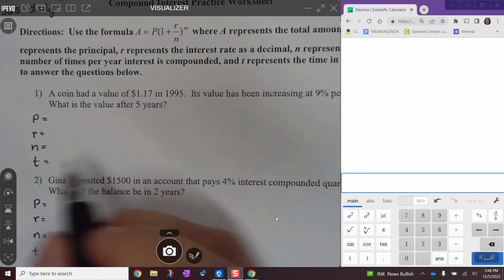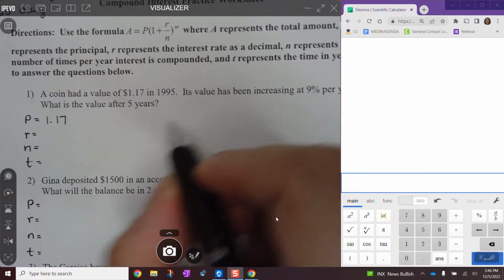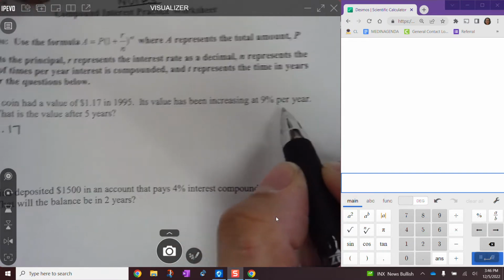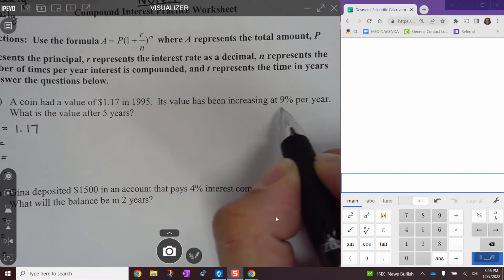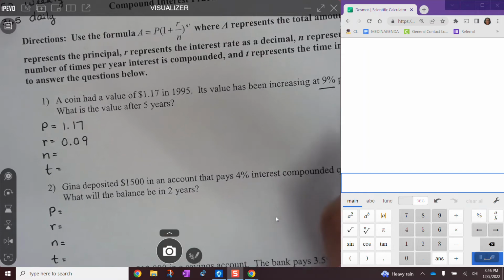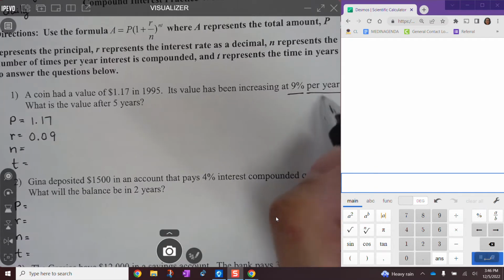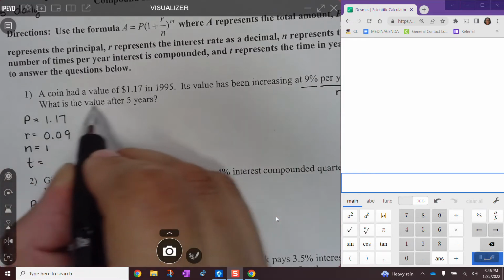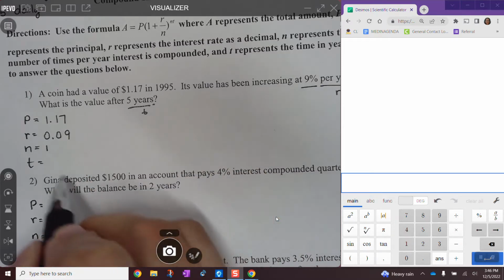All right, a coin has this value of 1.17. So this is the initial value, okay? Its value has been increasing at 9% per year. What is the value after 5 years? Well, we can say that the rate is 9%, so as a decimal it is 0.09. Per year is the number of times that we're going to be compounding, so that means that N equals 1. And we want the value after 5 years, so this is the time.